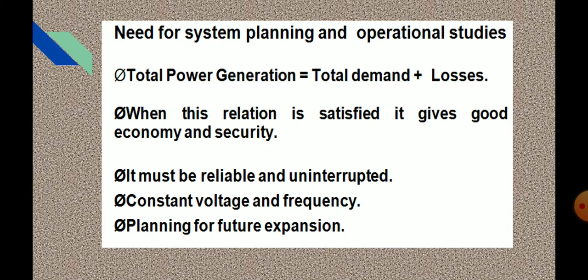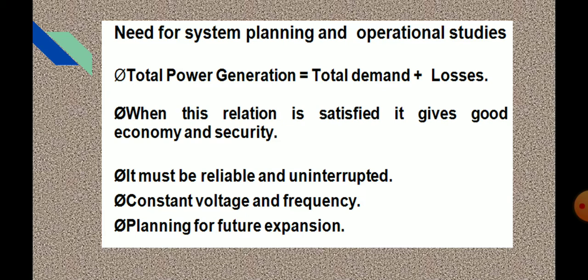Next topic is need for system planning and operational studies. First point: total power generation is equal to total demand plus losses. Second, when this relationship is satisfied, it gives good economy and security of the systems. Third, the system must be reliable and uninterrupted. Fourth, constant voltage and frequency have to be maintained throughout the operation of the power system. Next, we have to plan for the future expansion.